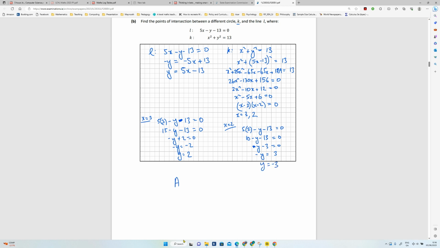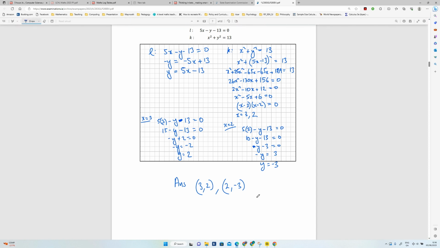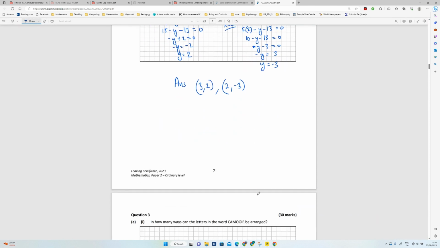So my answers then are, I've got 2 points. I've got (3, 2) and (2, minus 3). Okay, so a bit of work there needed, but that's the answer we're looking for. So there are the 2 points where this line and this circle intersect. And that's it for question 2.